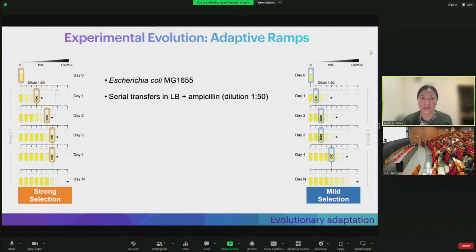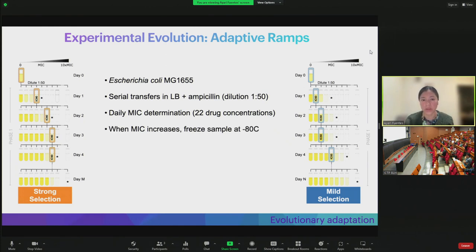So we decided to do the experimental evolution adaptation in this adaptive ramp. And again, we use the same system, Escherichia coli MG1655. We removed, of course, the plasmid. In here, we are not using a plasmid. It's just the normal Escherichia coli. And we are going to use serial transfers and ampicillin. We measure every day the MICs for 22 drug concentrations, and we freeze everything.